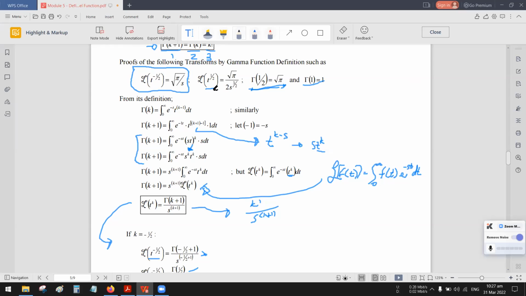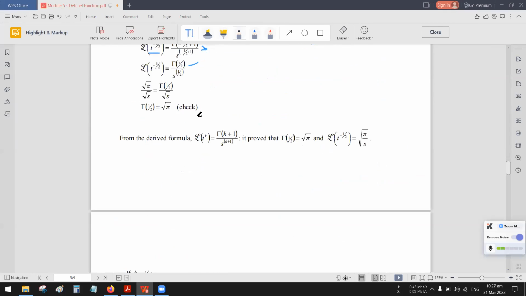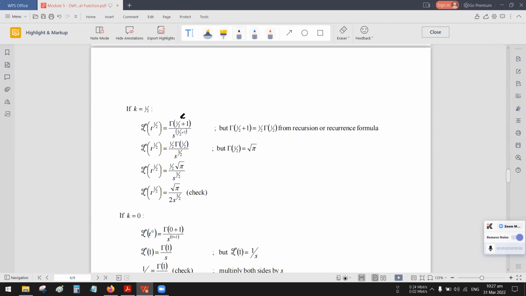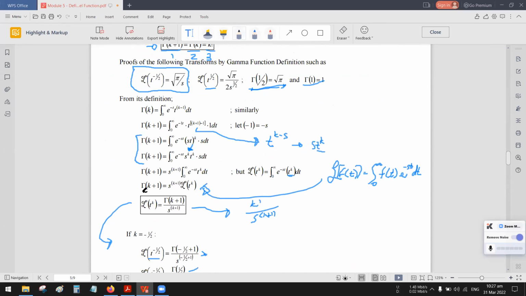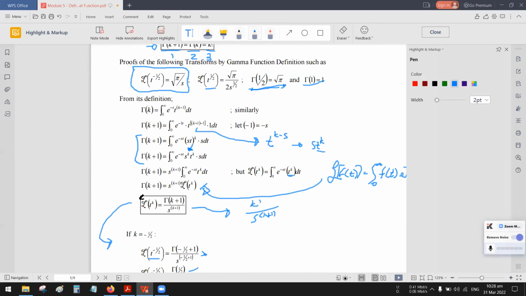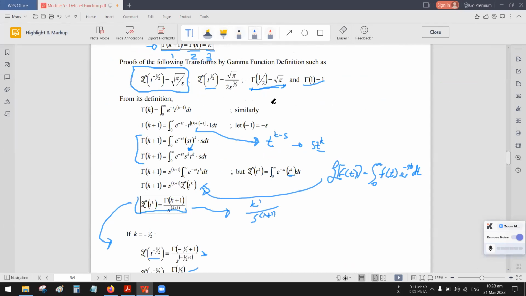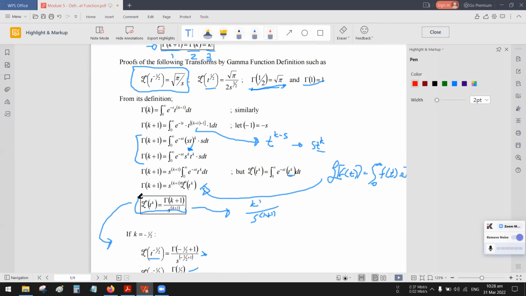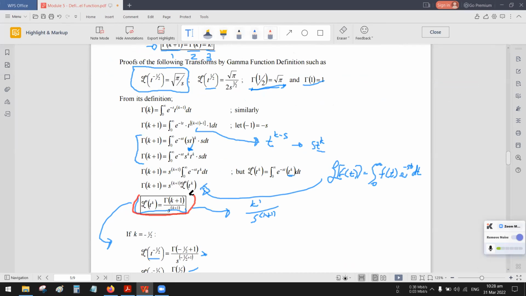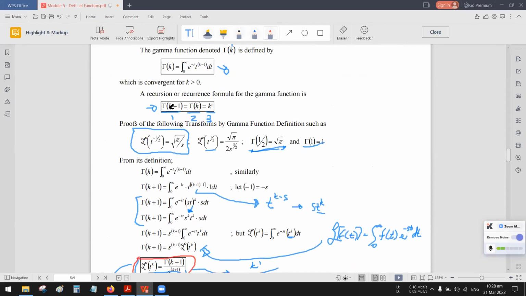Ito pala. Wait. Okay, this is Laplace transform. So magkaiba. Ito. So we substitute with the use of our formula. So take note lang sa ating gamma function formula in terms of Laplace transform. Take note, yun na lang ang general formula. Ito. And then ito.